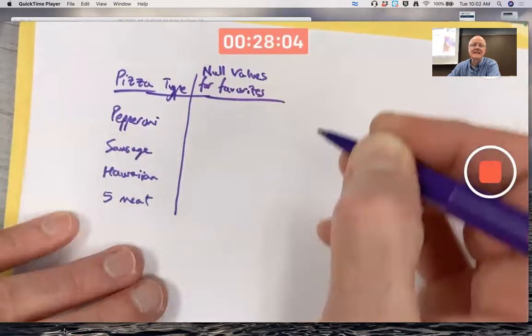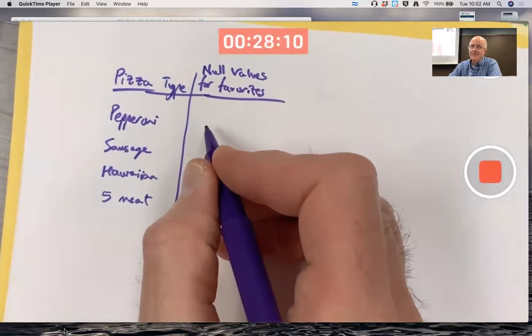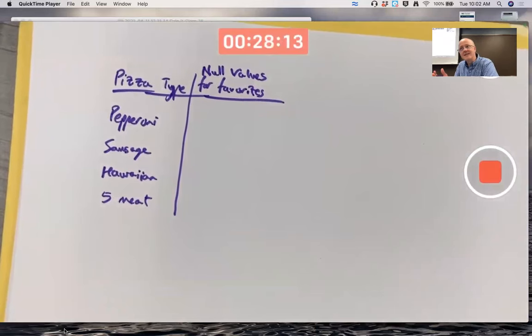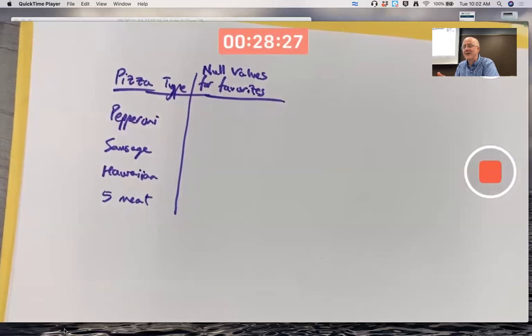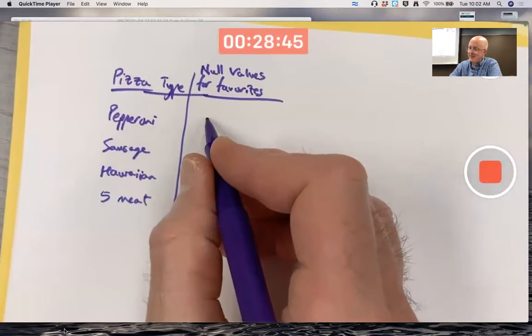Your hypothesized null values. Maybe you think pepperoni is definitely preferred by maybe not a majority of people, but a plurality. You know the difference between a majority and a plurality? Majority is what? Greater than 50%. Plurality is not necessarily greater than 50%, but the highest percentage is a plurality. Should not go out of a stats class, technically speaking, without knowing that. Let's say pepperoni is not a majority, but a plurality.